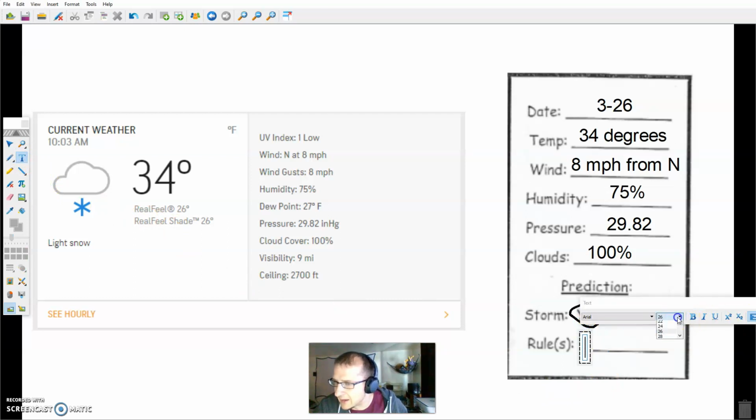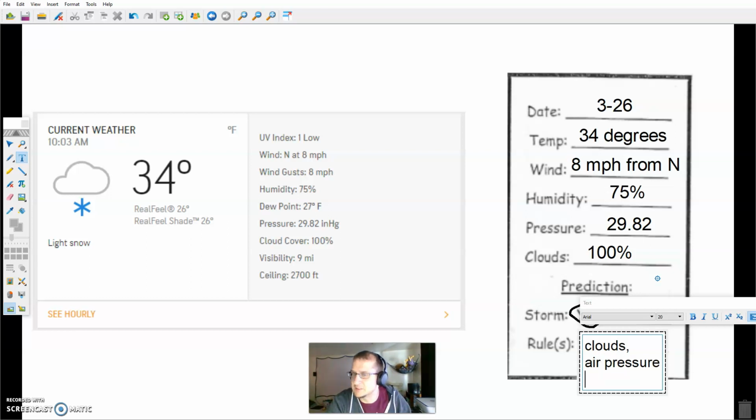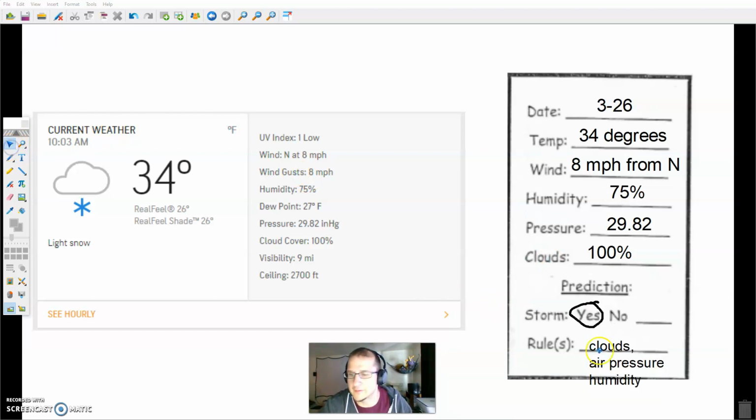I think that because I've got lots of reasons there I could choose from. I could put the clouds, I could put the air pressure, I could put the humidity. Any of those things could be reasons that there might be a storm tomorrow, and I'm using those to help make my guess.